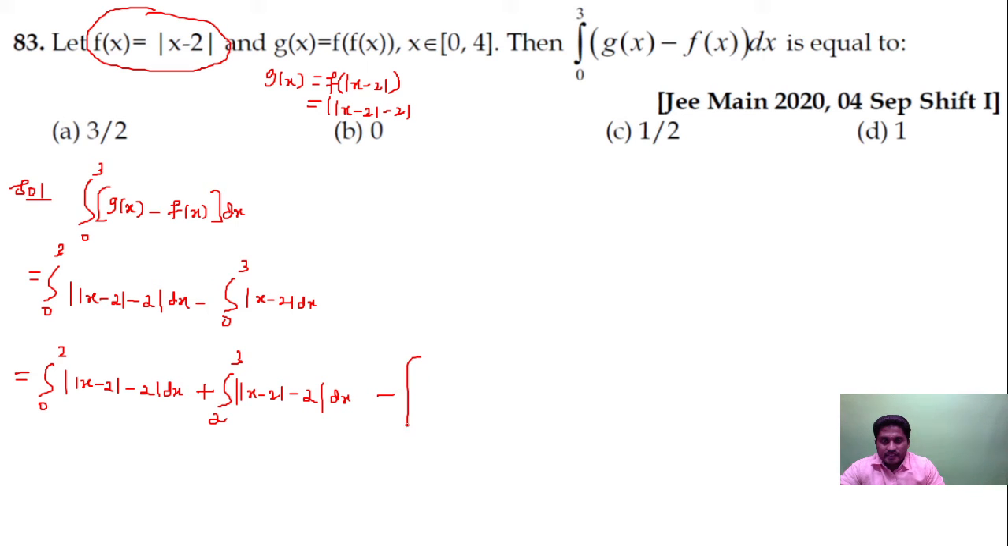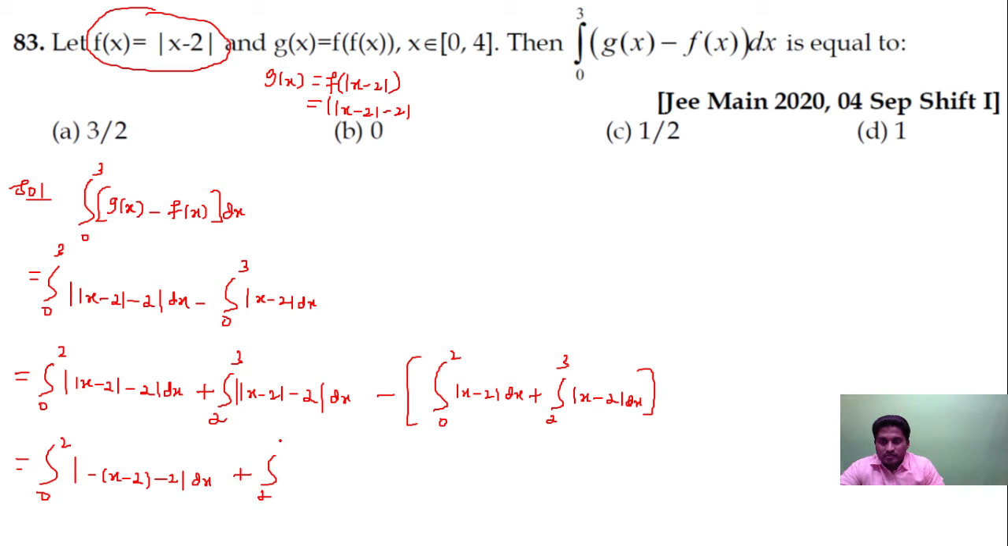Minus integration of, take this in a bracket, again 0 to 3 can be written as 0 to 2 and 2 to 3, mod of x − 2 dx. Okay, close this bracket. Now between 0 and 2 this will be negative, right? So this will be minus of (x − 2) − 2. And between 2 and 3 this will be positive, you get |x − 2| − 2.